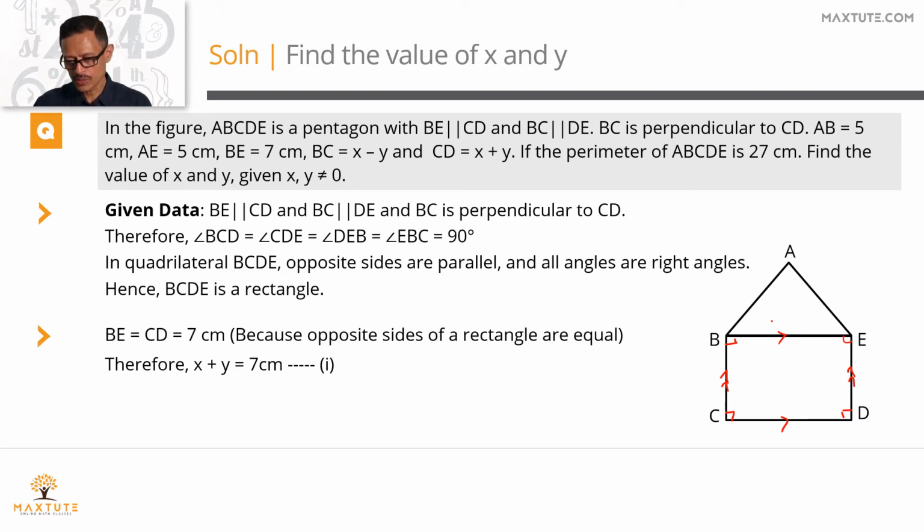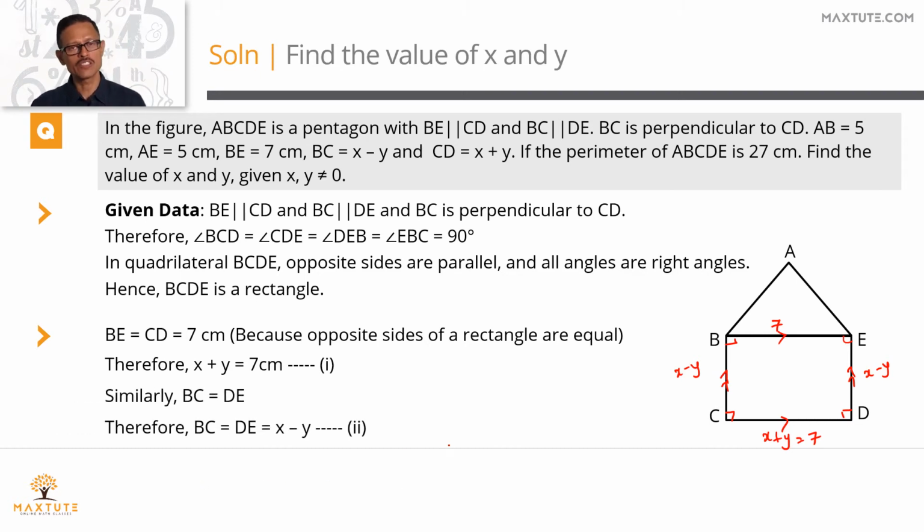So we know this measure is equal to x plus y given to us. It says that BE is equal to 7. Opposite sides of a rectangle are equal. So x plus y is equal to 7. BC is equal to x minus y, which is the same as DE, which is also equal to x minus y. So we got all of this in place. If you know the measure of x minus y, we have the answer.